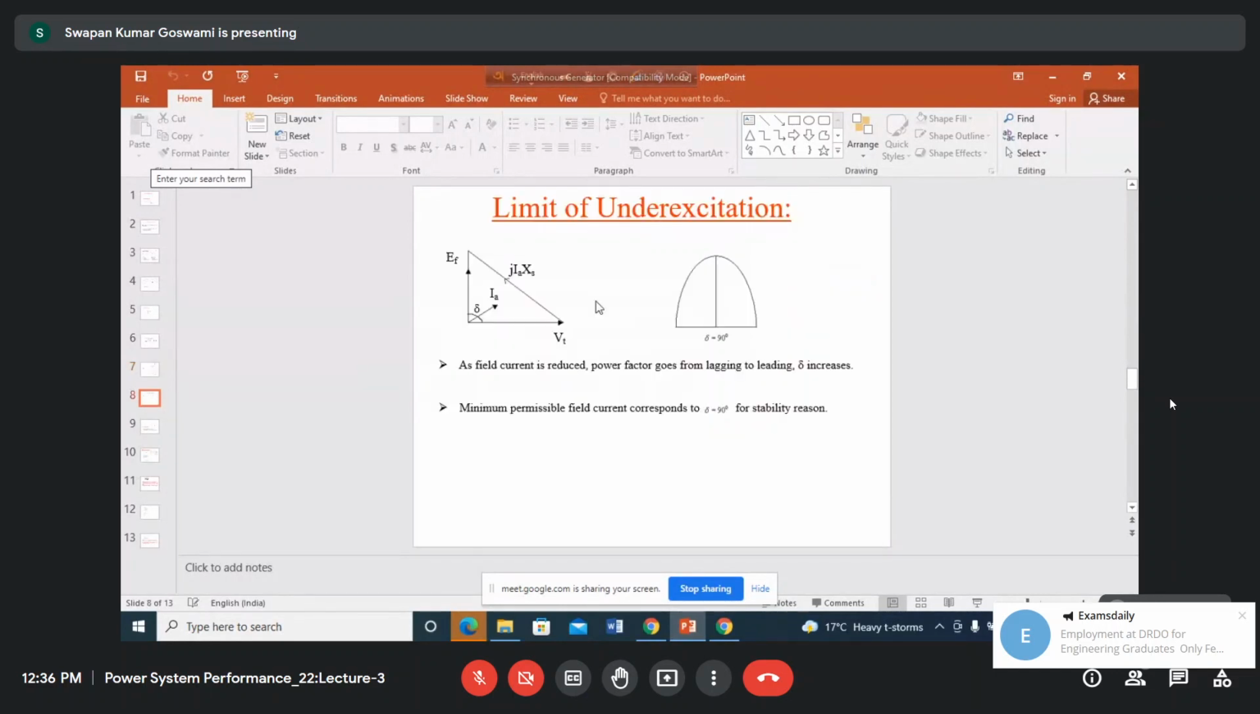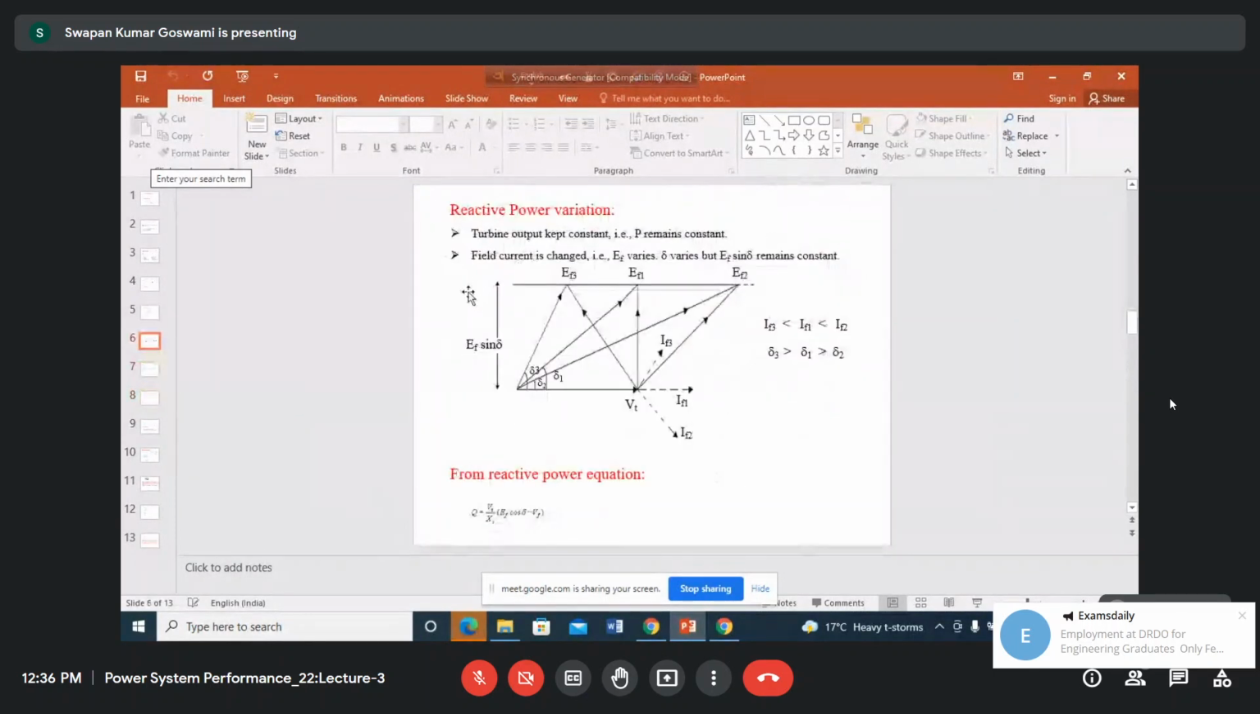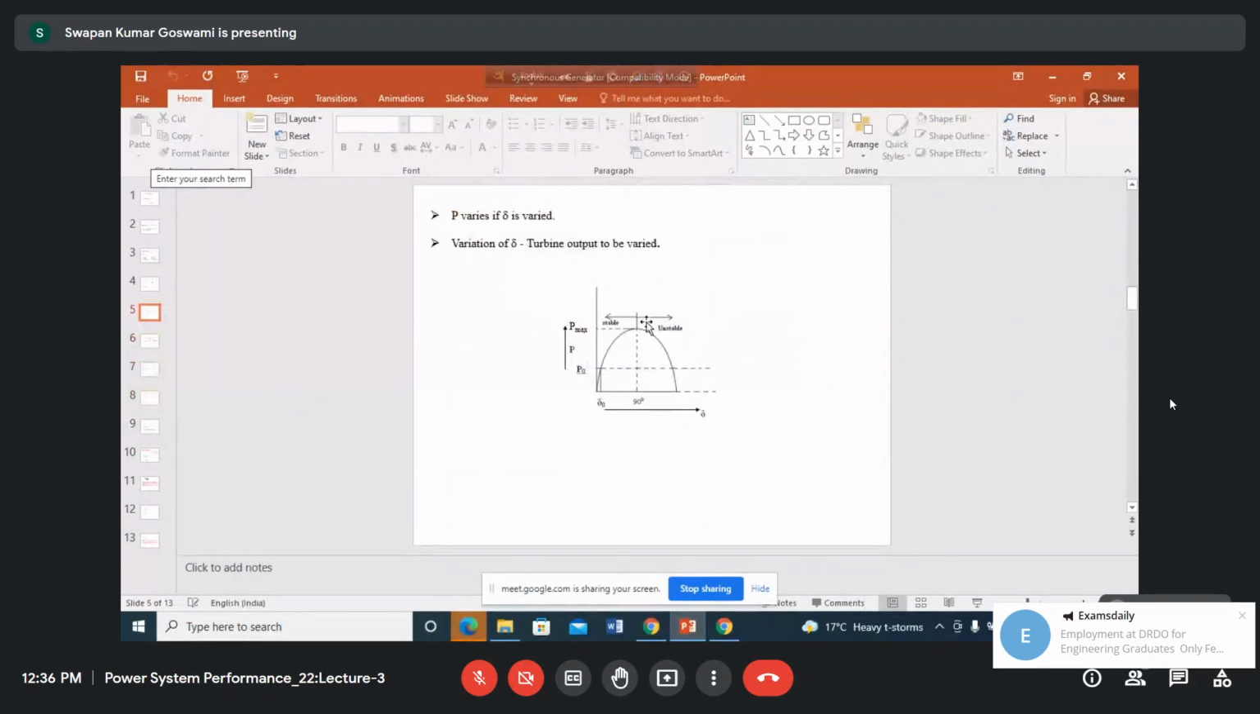Now the question is, what is the limit of under-excitation? You can reduce the field current, but how far can you reduce it? Obviously, if we refer to this phasor diagram, what was the limiting value of delta? It was 90 degrees for a cylindrical rotor.